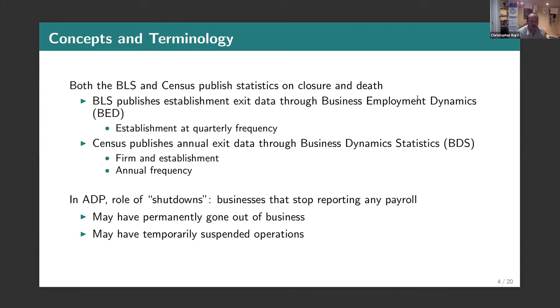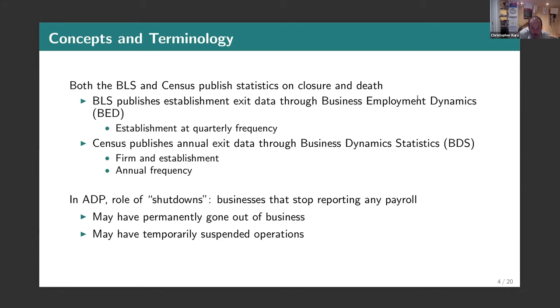Importantly, though, let's get a few concepts and some terminology out there. Again, going to this gold standard, that is the traditional data sources. Both the BLS and Census publish statistics on business closure and death. The BLS publishes establishment data through the BED, the Business Employment Dynamics program, at the quarterly frequency. And like I said earlier, in late 2021, we will see the exit information for the second quarter of 2020.